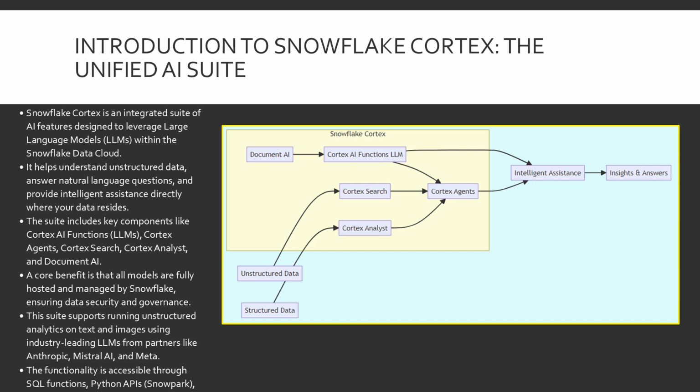Key capabilities within the Cortex suite include Cortex AI functions for quick tasks, Cortex agents for complex orchestration, Cortex search for finding relevant documents, Cortex analyst for structured data queries, and Document AI for processing PDFs and images. A major advantage of using Cortex is that Snowflake fully hosts and manages all the underlying AI models. This setup ensures superior performance, high scalability, and robust governance, keeping all your sensitive data securely within your Snowflake environment.